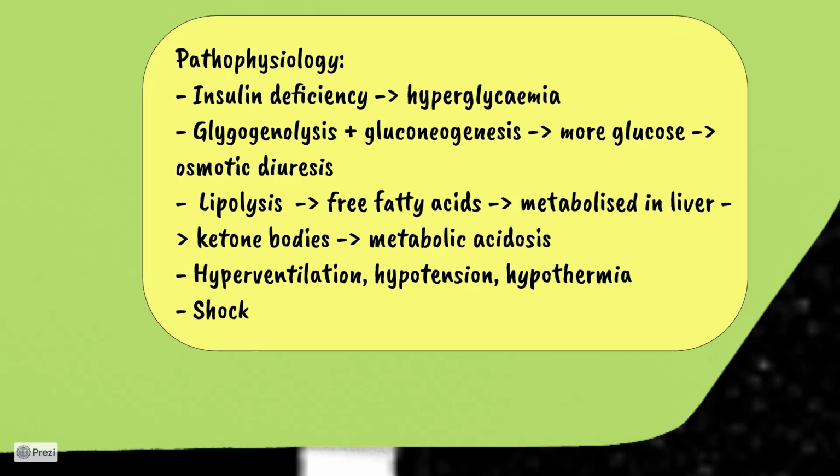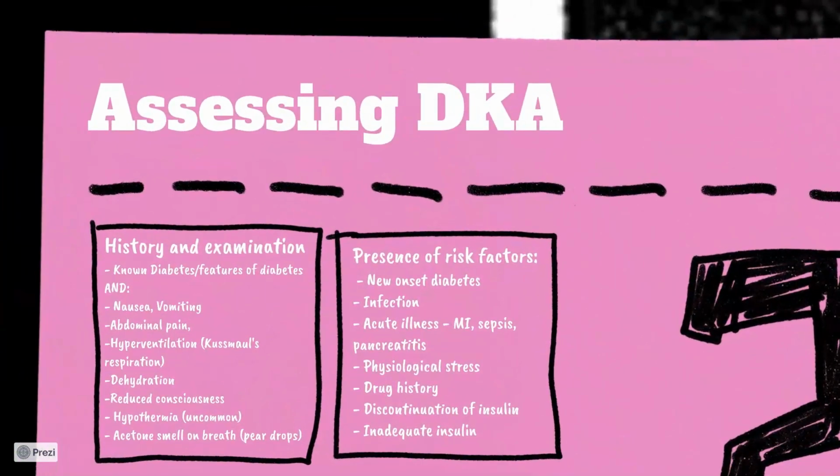More on that later. Now let's have a look at assessing DKA. Starting off with a history examination, we would first ask about a history of the diabetes. So we'd want to establish if it was type 1 or type 2, and we'd also want to see if they'd missed any doses of their insulin or if they were adherent with their insulin therapy. And we'd also check for features of diabetes such as polyuria and polydipsia. We'd also look for signs such as nausea and vomiting, abdominal pain, Kussmaul's breathing, hyperventilation, signs of dehydration or reduced GCS. You can also check for hypothermia, and you may be able to smell acetone in the patient's breath, often described as the smell of pear drops.